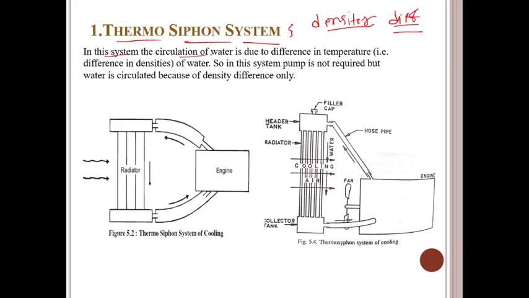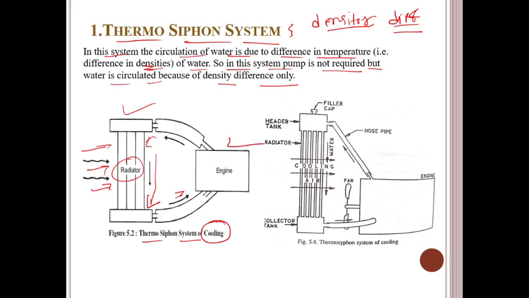In this system, the circulation of the water is due to the temperature difference, meaning the difference in density of water. A pump is not required, but water is circulated only because of the density difference. This is our radiator, and this is the engine. The heat is removed from the engine and passed into the radiator. Air flows continuously over the radiator, cooling the water, which settles down at the bottom. This is how the thermosiphon system works.